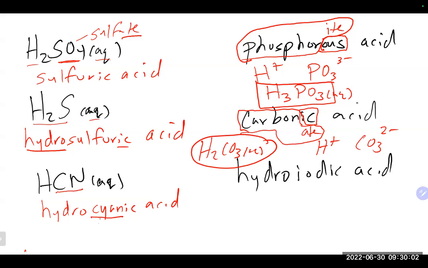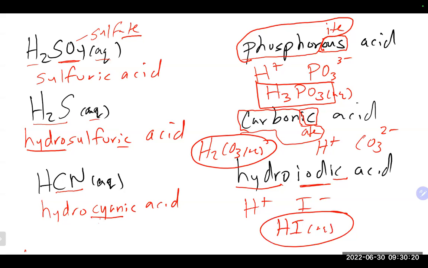Question on that one? This acid, I do see hydro, I do see IC, and that tells me, frankly, there is no oxygen in it. So I do know that my H plus, and this would be iodide, and putting those guys together would give us HI. Any questions on acid naming?